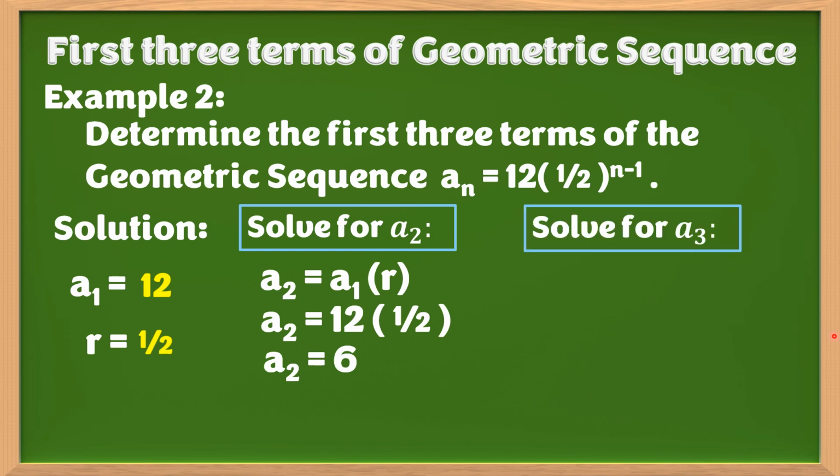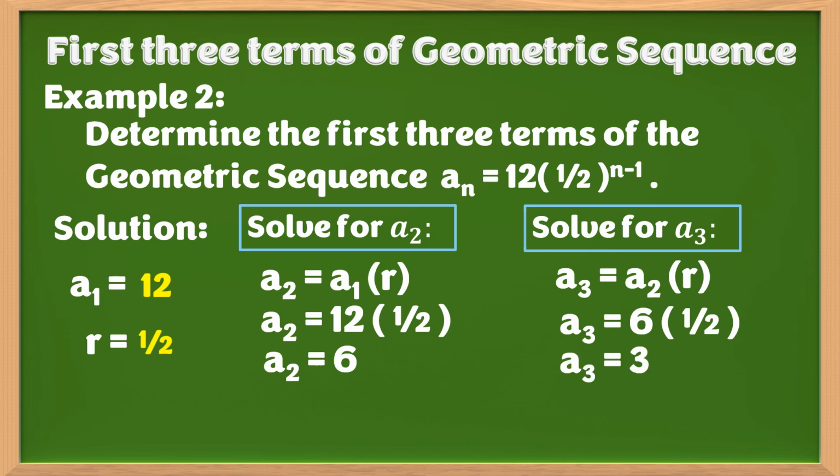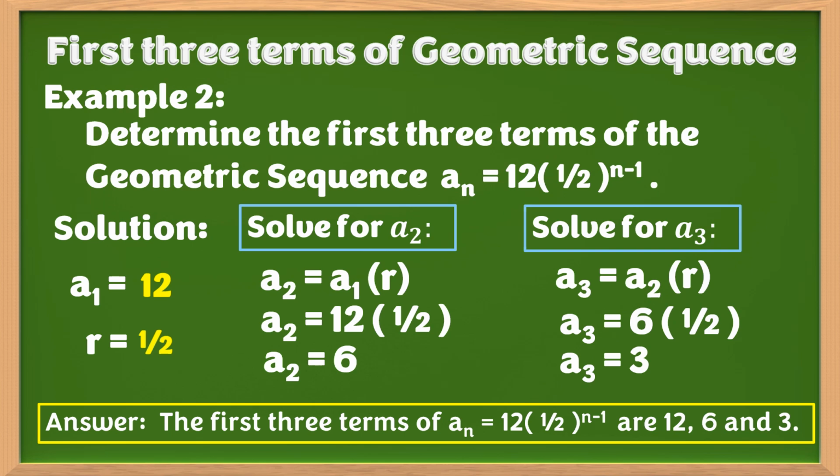Next, we're going to solve for the third term, or that is a sub 3. And the formula in finding a sub 3 is equal to a sub 2 times R. A sub 2 is 6, and the value of R is 1/2. So a sub 3 now is equal to 6 times 1/2. So 6 times 1/2 is equal to 3. Therefore, the first 3 terms of the geometric sequence a sub n equals 12 times 1/2 raised to n minus 1 are 12, 6, and 3.